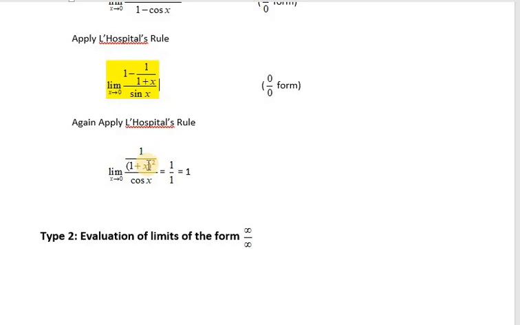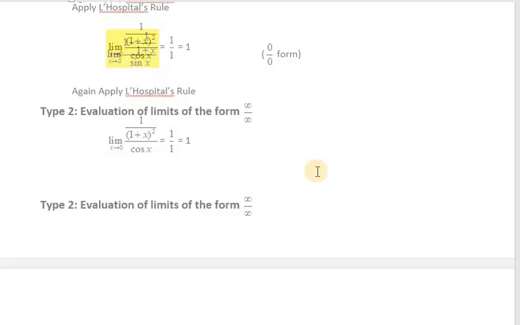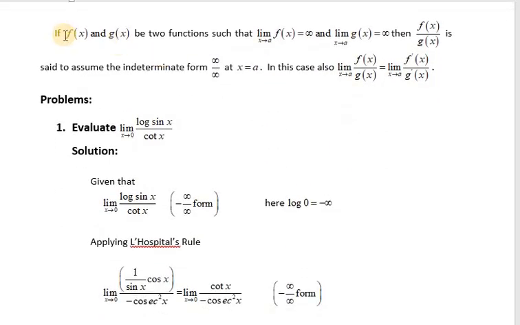So when you substitute x is equal to 0, you will get 1 by 1, that is equal to 1. Now let us evaluate the limits of the form infinity by infinity. This is type 2. Even here also we apply the L'Hopital's rule for both the functions.